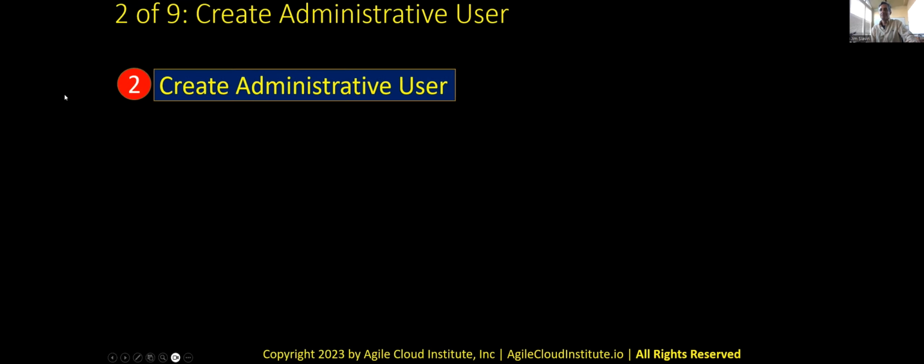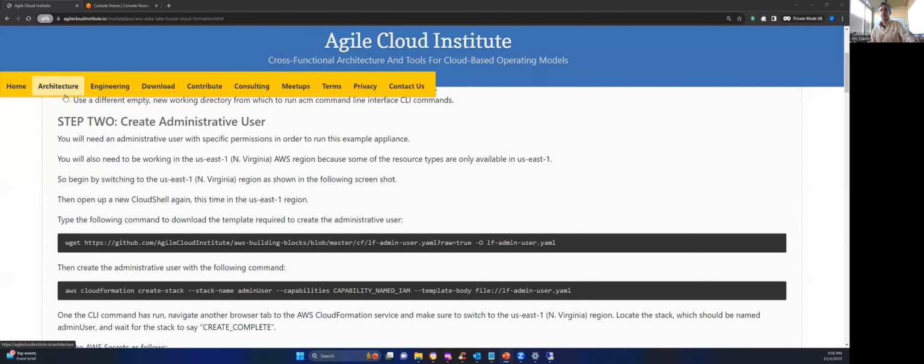After you have a properly configured dev box, the next step will be to create an administrative user in AWS that has the authorization to perform all of the create and destroy operations that will be required in this training. You will need to cut and paste the exactly typed commands from the written version of this training in the Marketplace section of the agilecloudinstitute.io website in order to create the administrative user. So keep the written version of this training open in one of your browser tabs.